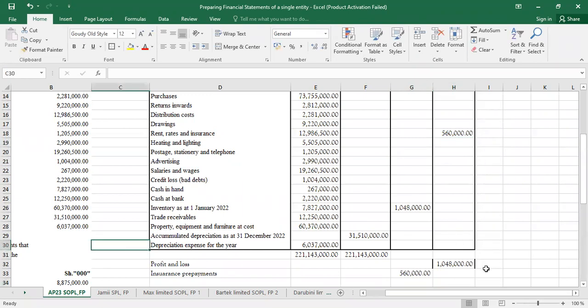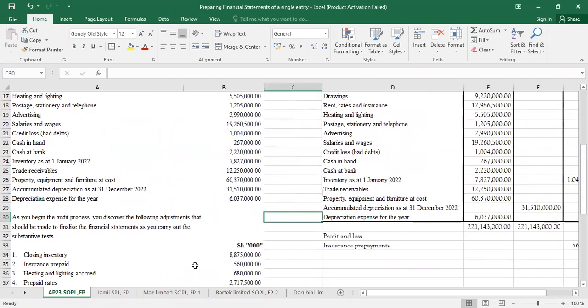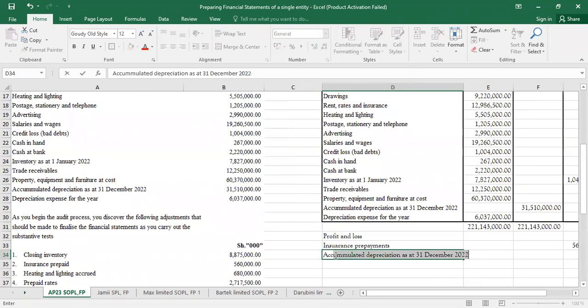Then I'll go to the next adjustment. The next adjustment talks of heating and lighting accrued. So I'll introduce accrued heating and lighting.